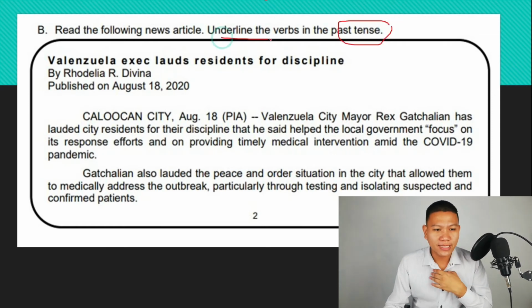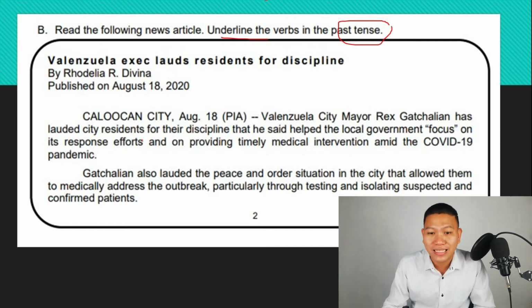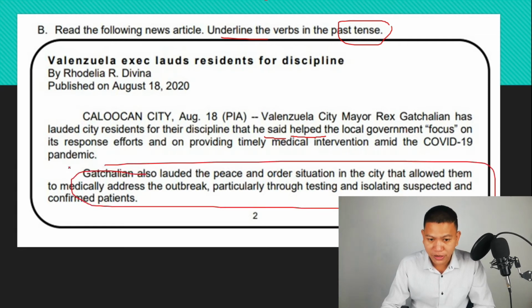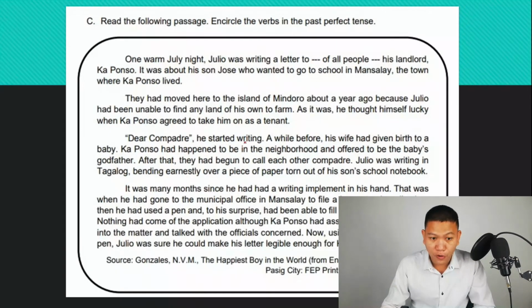Okay. Next, letter B. Read the following news article. Underline the verbs in the past tense. So we will look for the past and we will underline them. Okay. City Mayor Rex Gatchalian has lauded city residents for their discipline that he said helped the local government. So we have said and then we have helped. Okay. And then there's another one. I will not point. There's another one. 1, 2, 3, 4. And there are 4 more here. So it's for you to find them out.